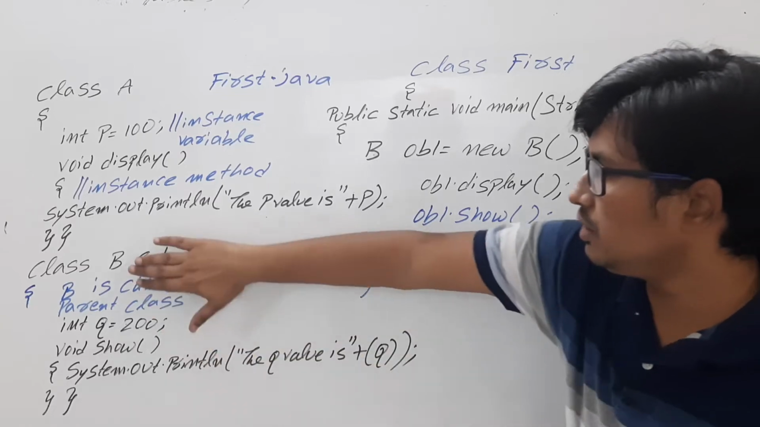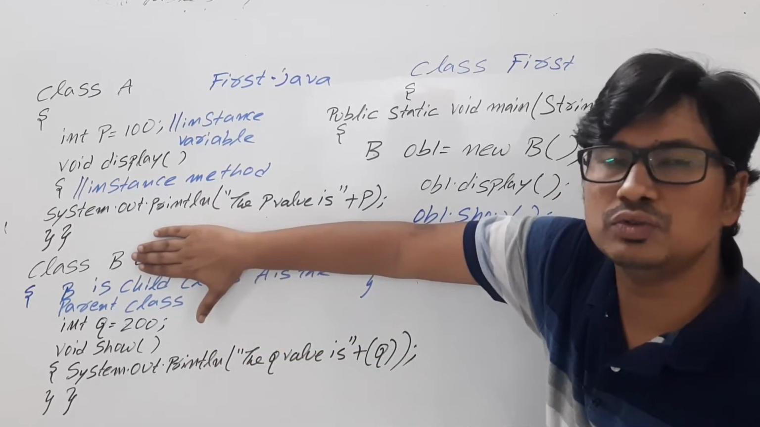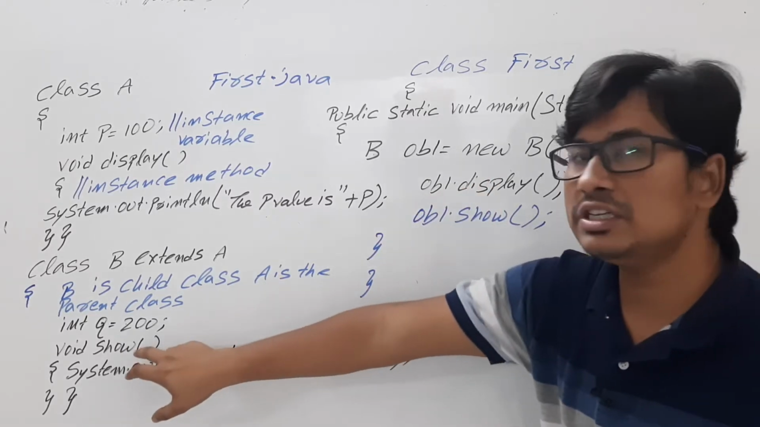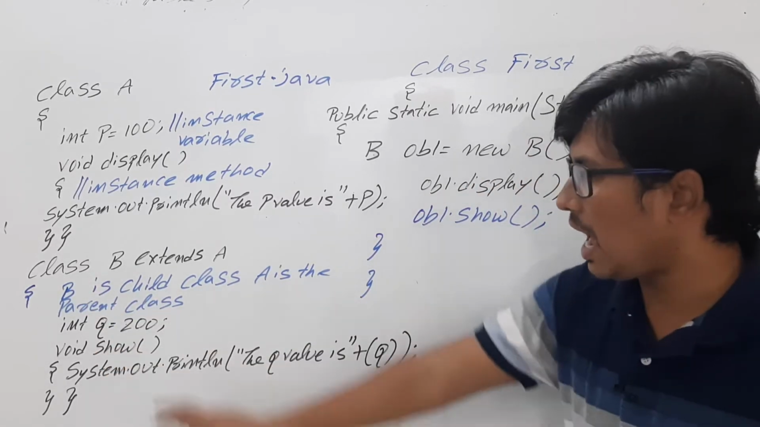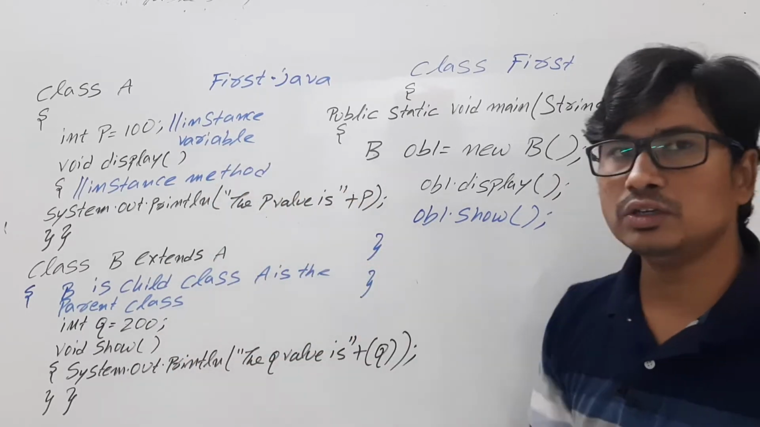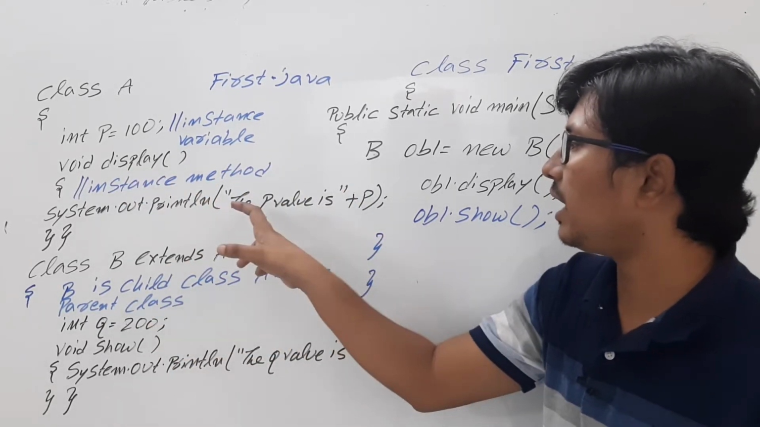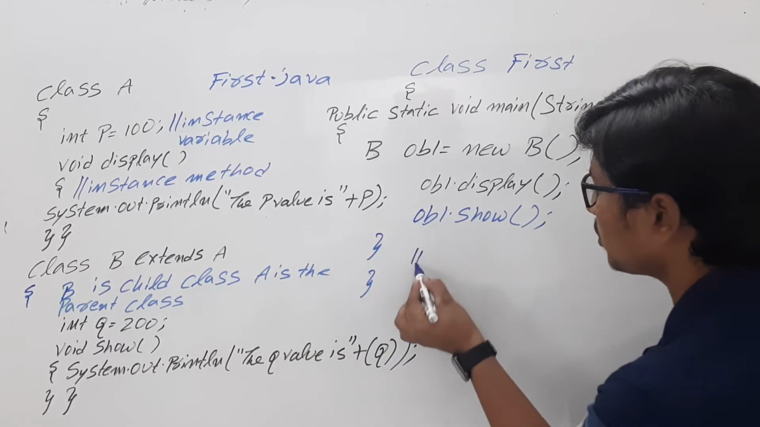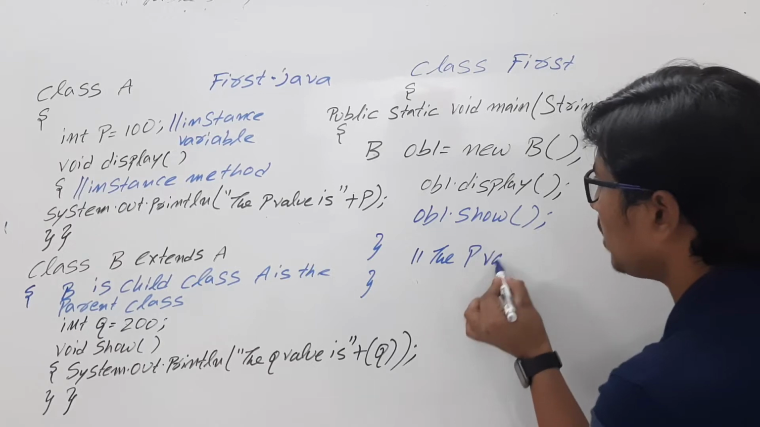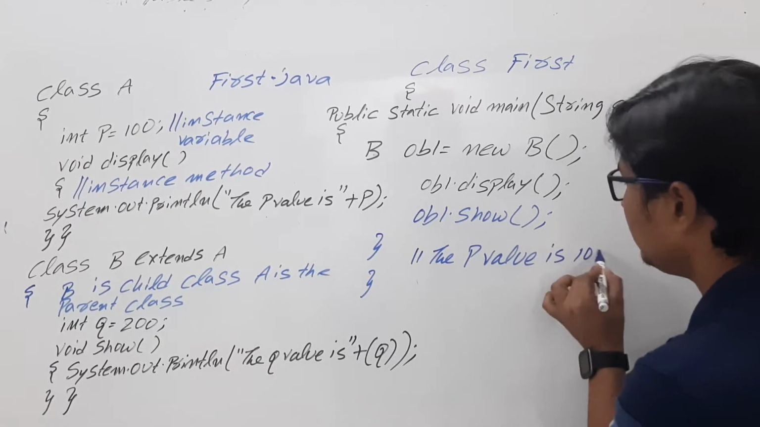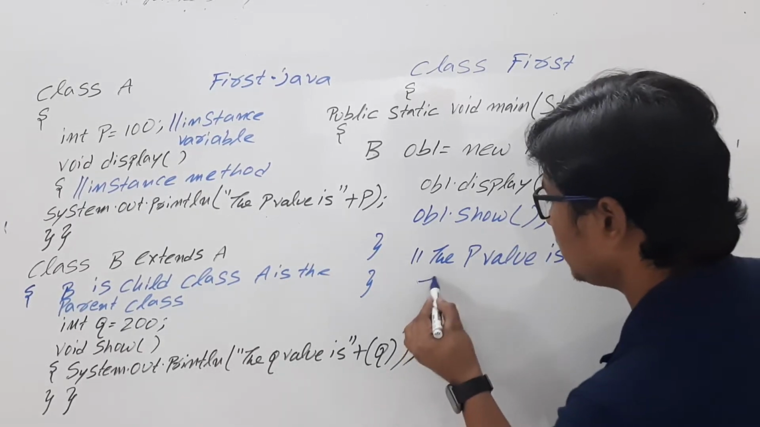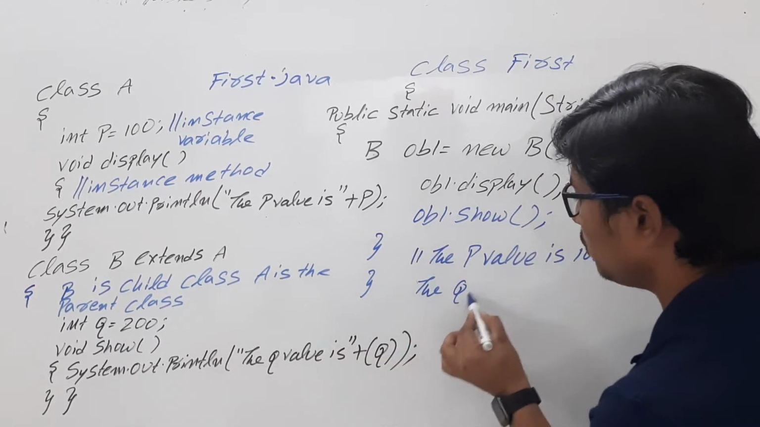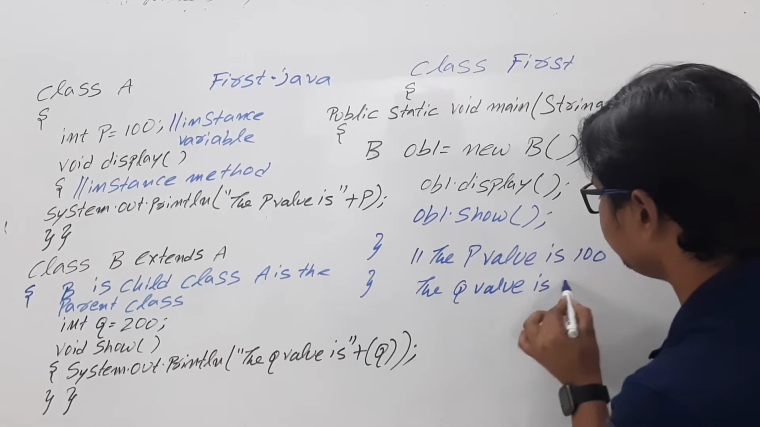If there is no extends, if you are not using the inheritance concept, then it will give an error because there is no display method in the class B. As you are using inheritance, it will not show any error and it will go here and print the p value. What is the p value? The p value is 100. So this program will give you the output as the p value is 100, and similarly, because you are calling the show method, it will display the q value is 200.